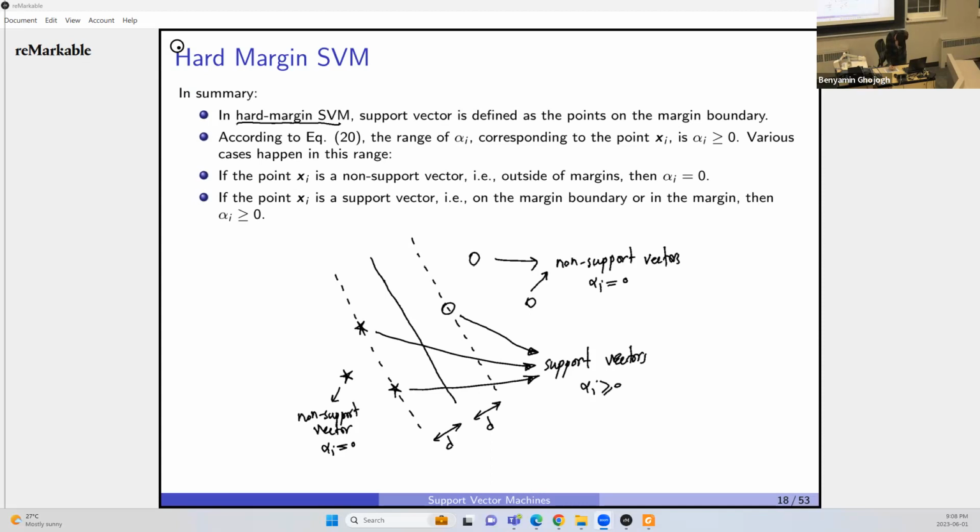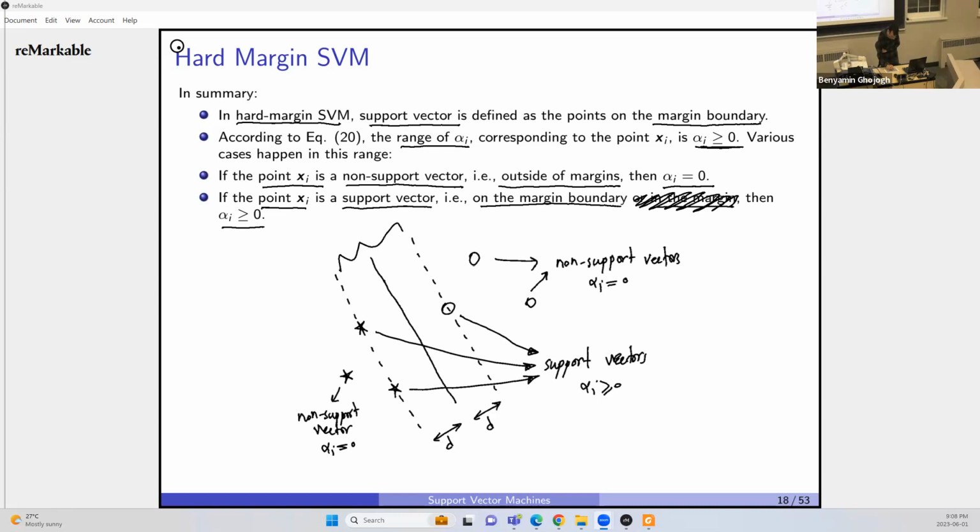In hard margin SVM, support vectors are defined as the points on the margin boundary. According to equation 20, the range of alpha i corresponding to the point xi is greater than or equal to zero. Various cases happen in this range. If point xi is a non-support vector, that is, outside of the margins, then alpha i is zero. If point xi is a support vector on the margin boundary, then alpha i is greater than or equal to zero. Sorry, I mentioned being inside the margin, but here you don't have this. I apologize, that's for another algorithm. In hard margin SVM, inside the margin is empty. There is no point.